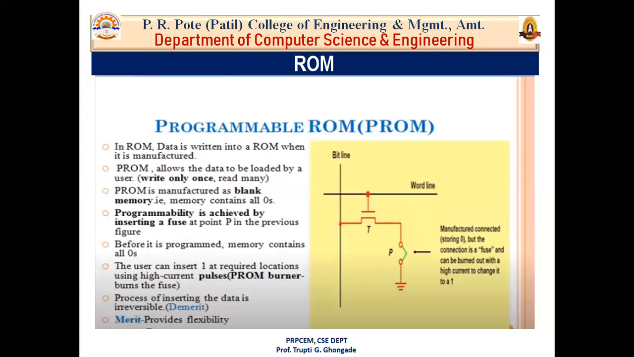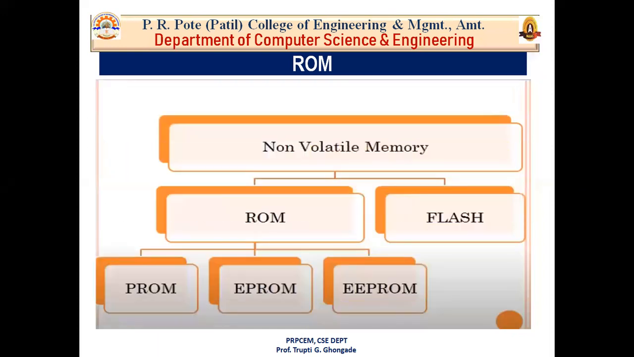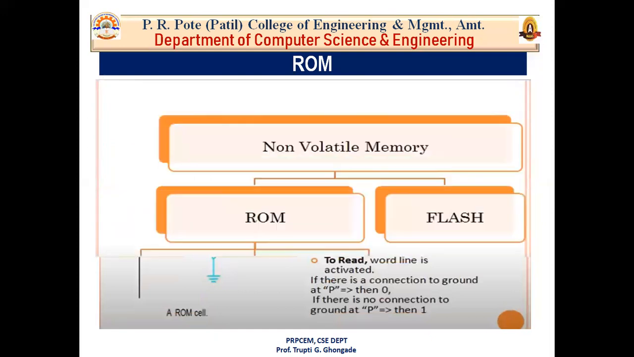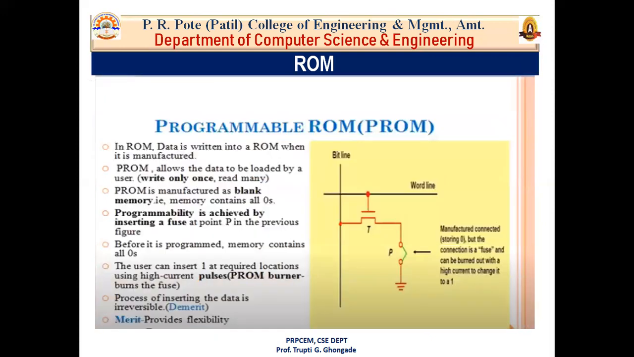So when the fuse is inserted, that means the transistor has a connection with the ground. So obviously the cell is holding a value 0. As I told you in the previous slide, when there is a connection between the transistor and ground, that time it is going to read value 0. And when there is no connection between the transistor and ground, that means that time we will read value 1. So now when the fuse is inserted, there is a connection between the transistor and the ground. So obviously the cell is holding a value 0.